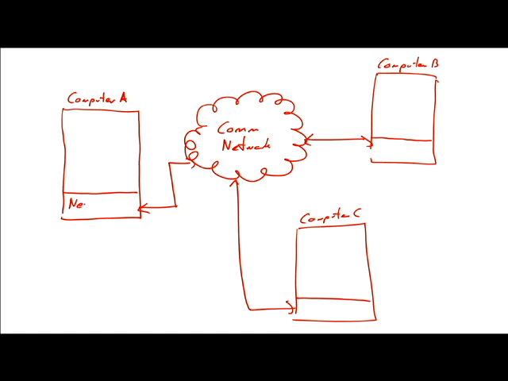So this is your network access layer. Okay? And what that is literally your physical connection of your computer to the outside world.